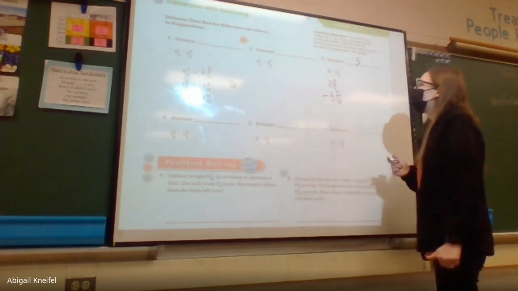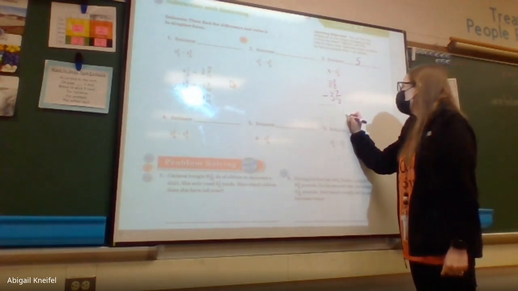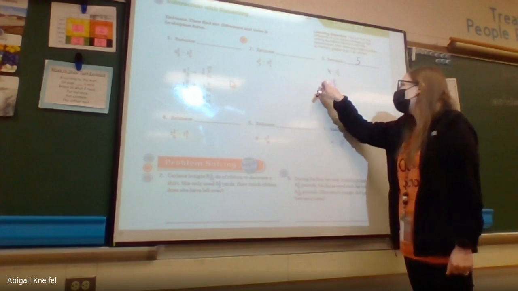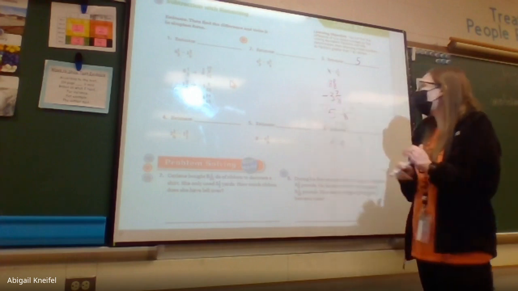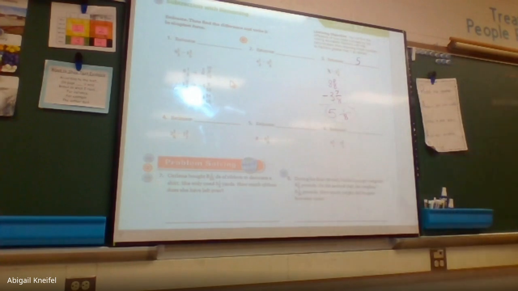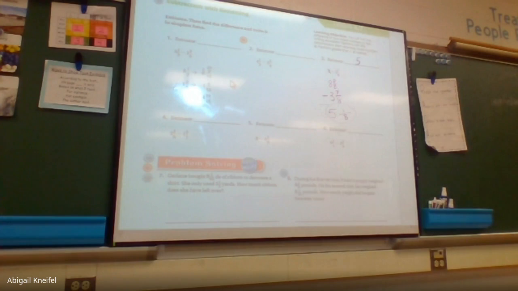So, 8 minus 7 is 1. My denominator stays the same. 8 minus 3 is 5. So my answer is 5 1/8, which is really, really close to 5. Yay! So, if you did not get it correct, make sure you fix it. Find out where you made your mistake. If you did get it correct, good job.